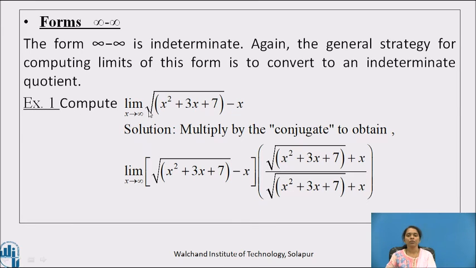Compute limit x tends to infinity square root of bracket x square plus 3x plus 7 minus x. Solution. Multiply by conjugate to obtain. Now this given term as it is, to this term we will multiply it and divide it by its conjugate, that is under root of x square plus 3x plus 7 plus x.